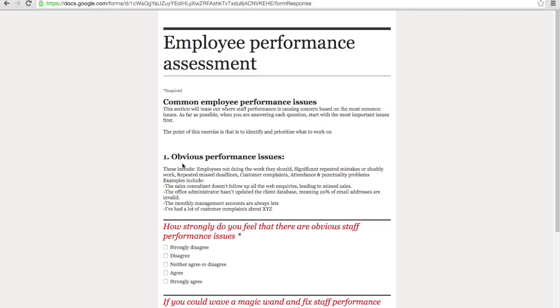So really what I'm doing here is I'm using my experience. When I consult with people, these are the most common sort of staff performance issues that they have. So I sit down with people and identify what sort of problems they're having. And typically I find that they're under these headings. When filling this in, as far as possible, it's a good idea to start off with the most important issues first. The point of this exercise is that it's going to identify what you need to prioritize and help you to quantify what the issues are.